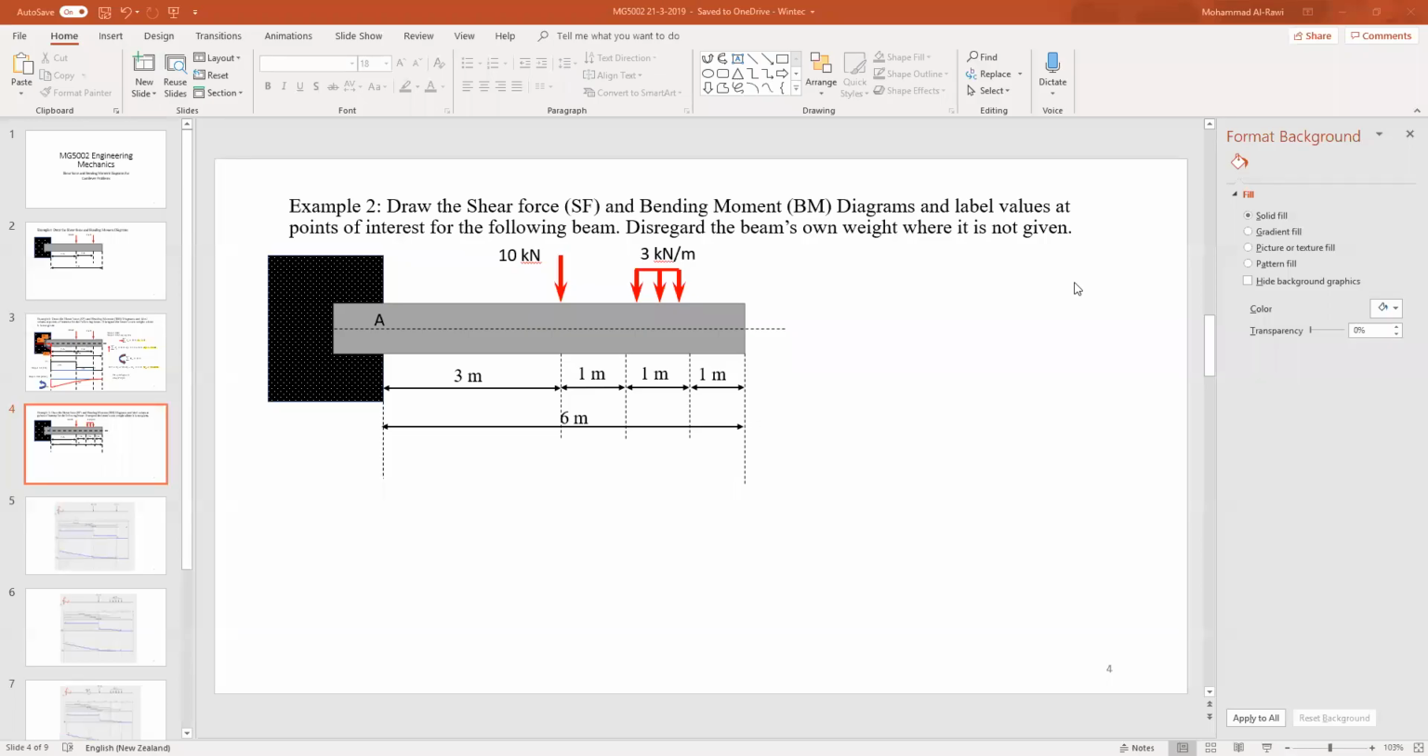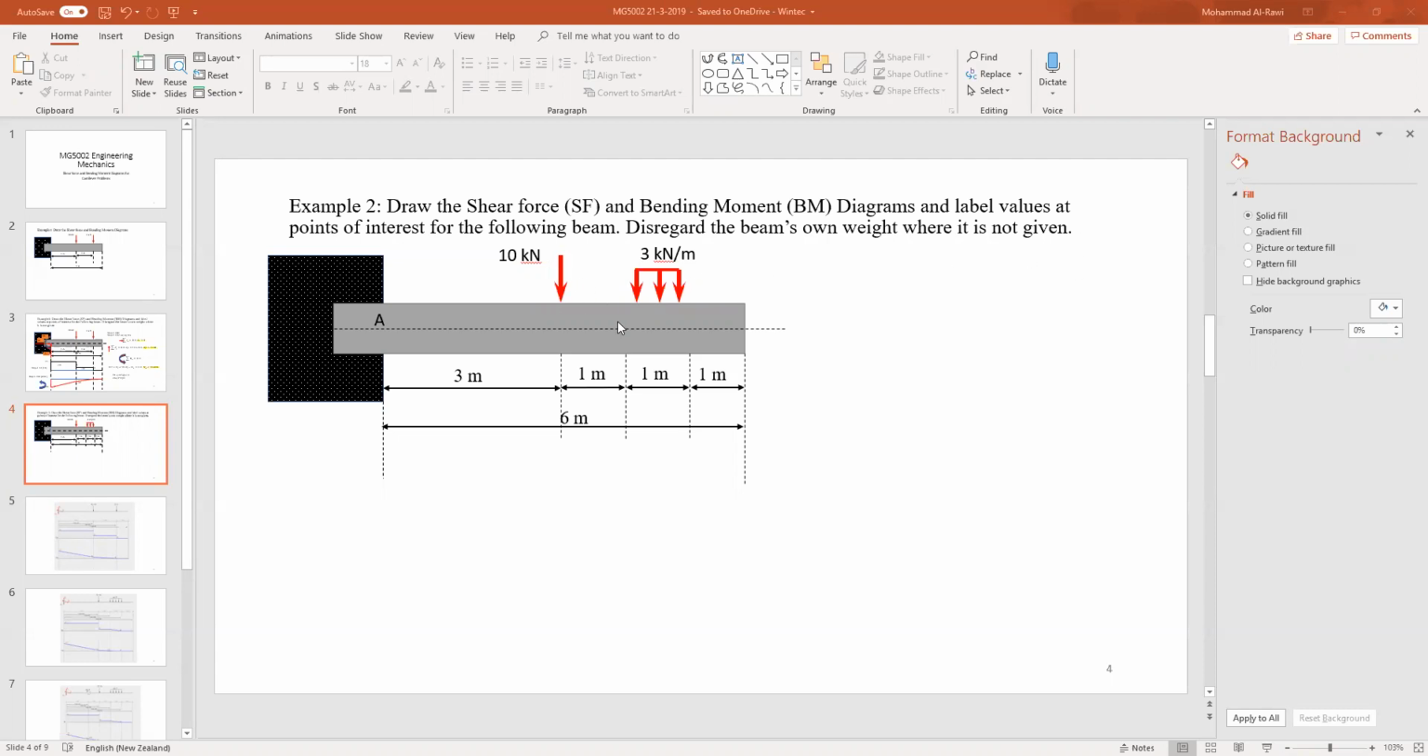Hello again. Another example for cantilevers. Example 2: draw the shear force and bending moment diagrams and label values at points of interest for the following beam or cantilever. Just ignore the weight of the beam in this example.